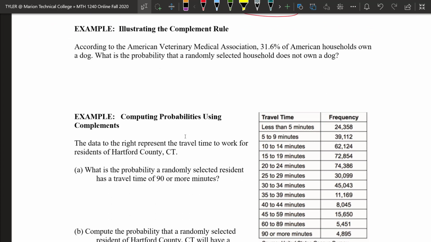According to the American Veterinary Medical Association, 31.6% of American households own a dog. What's the probability that a randomly selected household does not own a dog? So if I let D equal the event that a household owns a dog, then D complement would be that they don't own a dog. So that's what we're after.